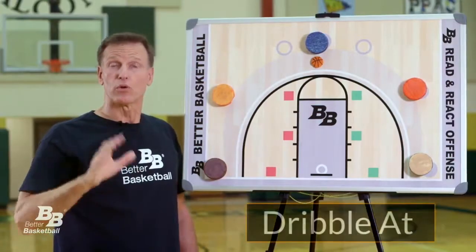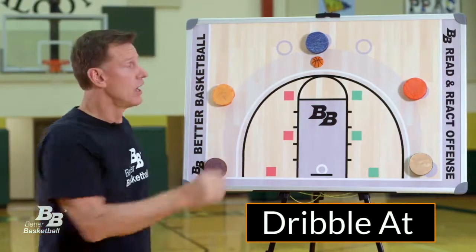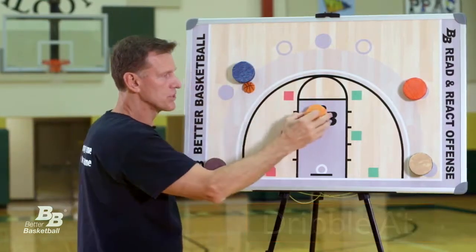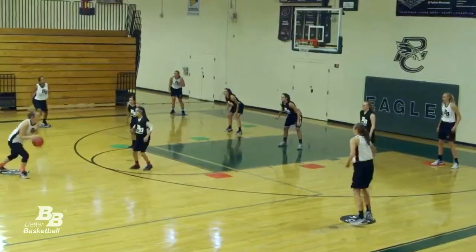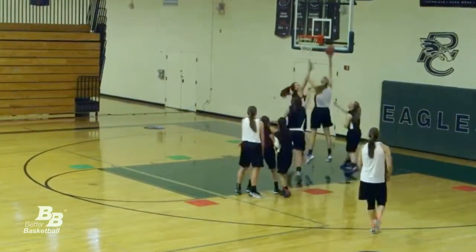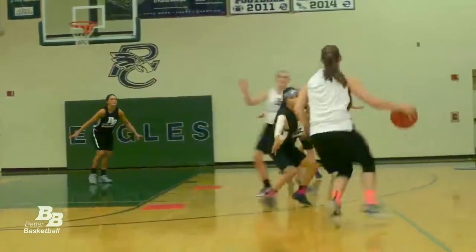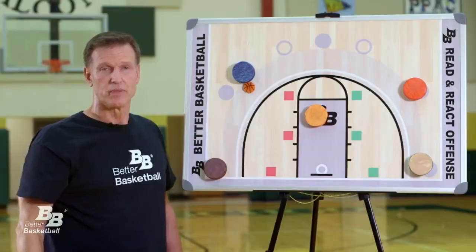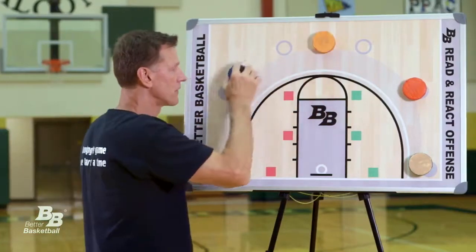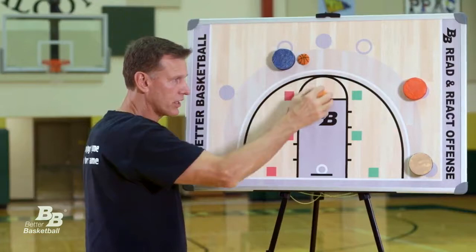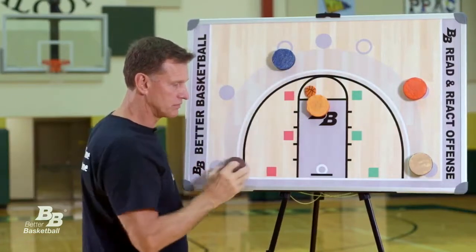A dribble at downhill will send a cutter into the nail. A dribble at uphill will send a cutter into the nail.